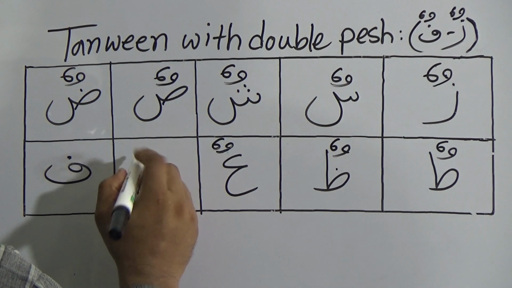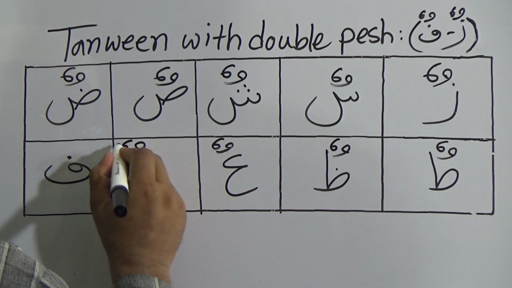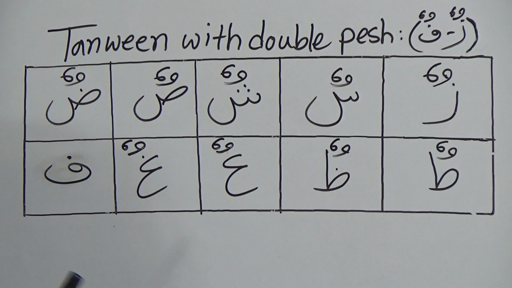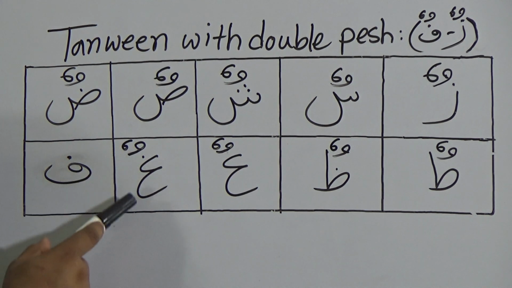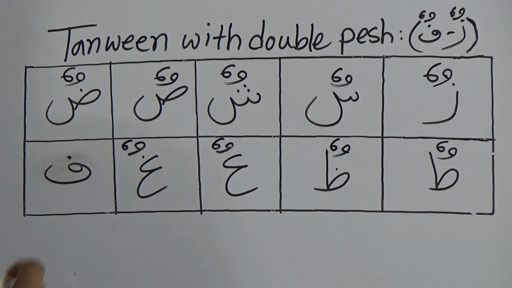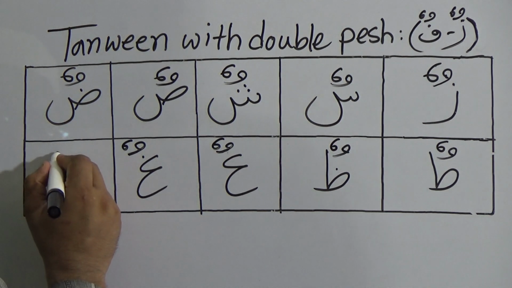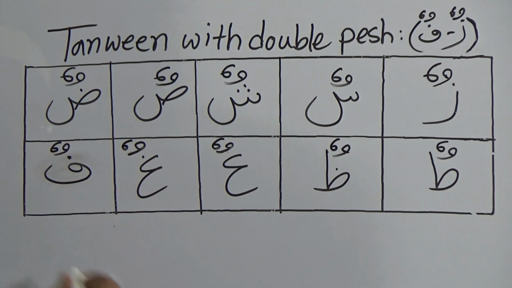Now, my dear student, this one is Goin, not Gain. Now I am giving double pesh over the Goin. And now you have to pronounce this one: Goin dui pesh gun, Goin dui pesh gun, not Gain. You have to pronounce this one as Goin. This one is Fa. My dear student, now I am giving double pesh over the Fa. Now we have to pronounce this one: Fa dui pesh fun, Fa dui pesh fun.